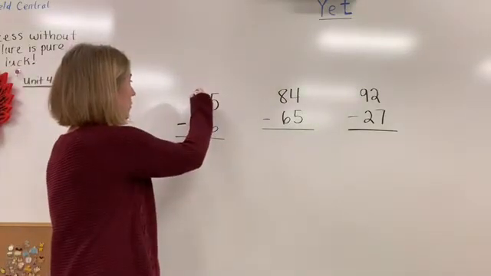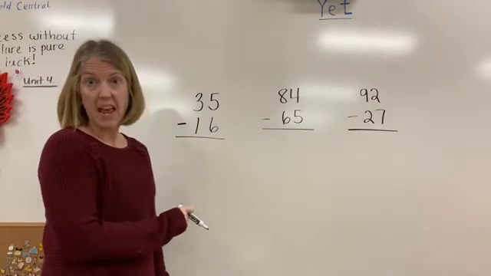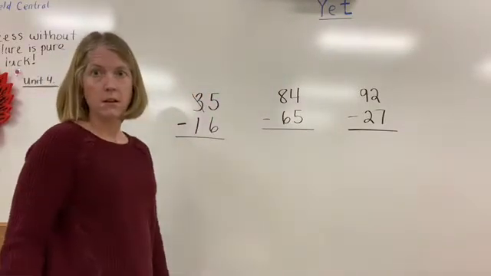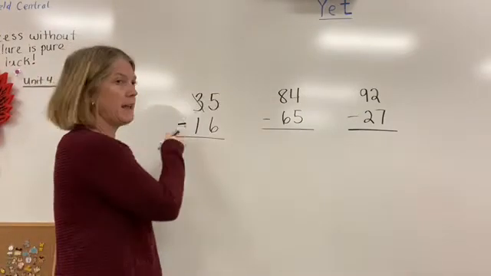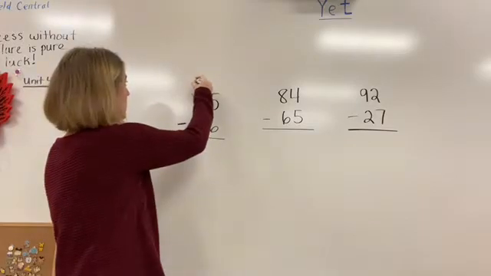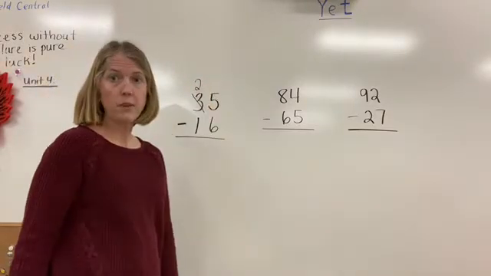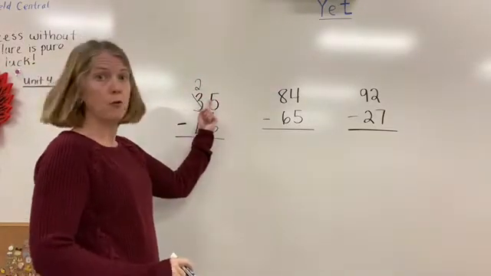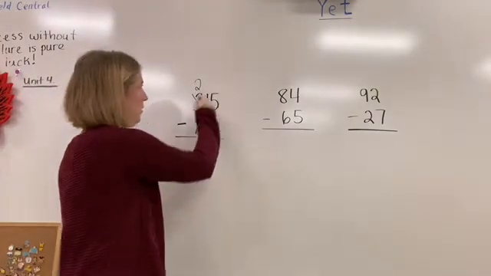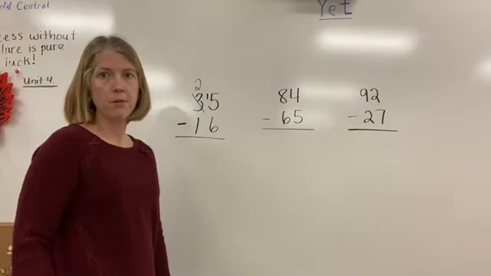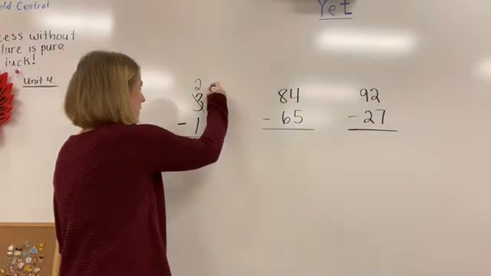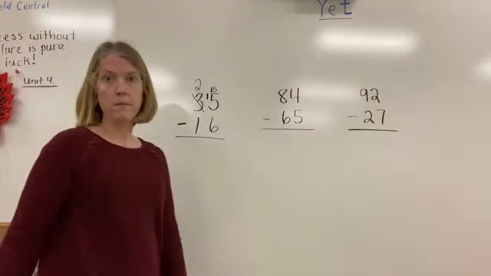So what I'm gonna do is I'm gonna borrow a 10. So I'm gonna cross this out and I'm gonna borrow a 10. So I'm gonna take 10 away. So now this is gonna be a 2. And then I'm gonna put that 10 over here and make this a 15. I'm just gonna put it really small there, okay? This number is now a 15. I could even write it up there on the top if I want.